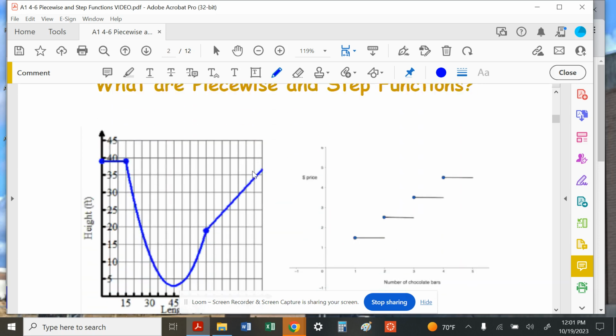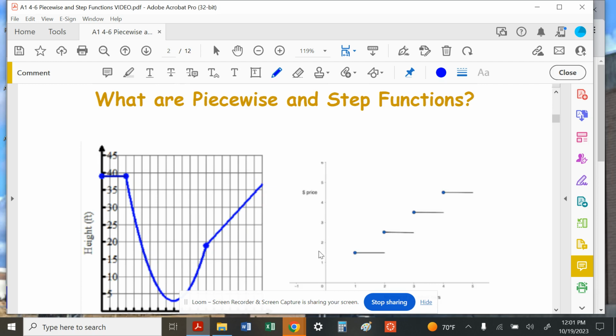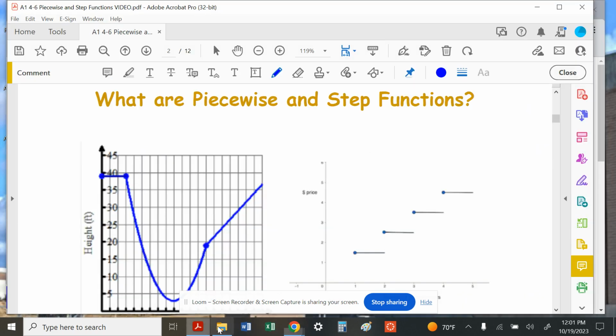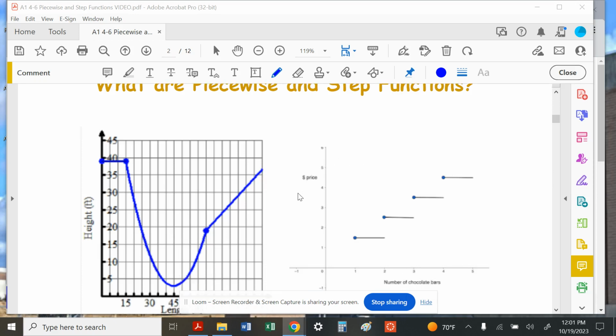So what are piecewise and step functions? A piecewise function looks something similar to this. Sorry about that, I clicked the wrong thing. I guess it doesn't move anymore. So anyway, we have a piecewise function here. This means that we have a straight line, then some kind of curve, then another straight line. A piecewise function means that we graph a whole bunch of different types of equations and we put them all together.